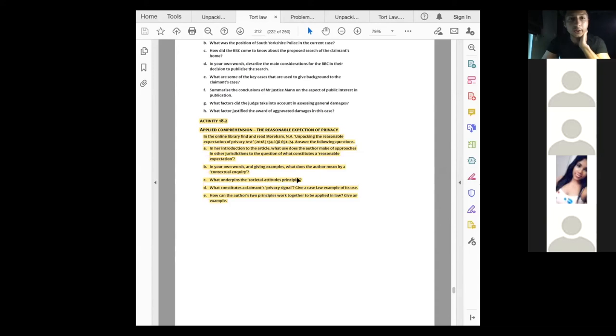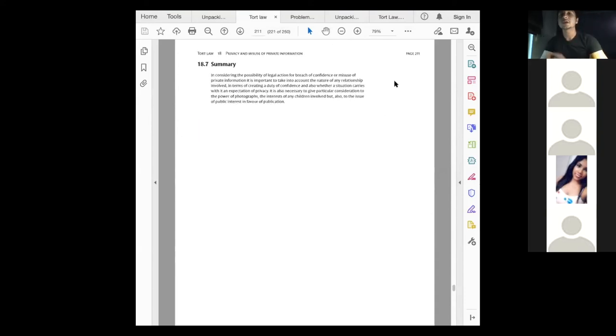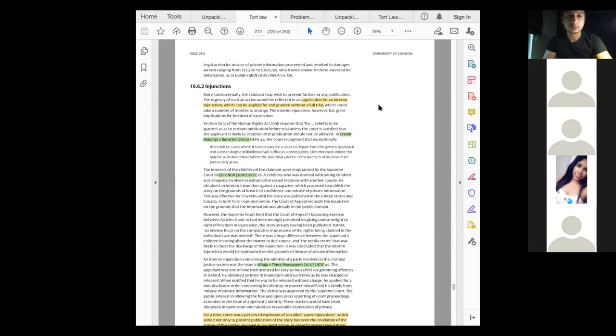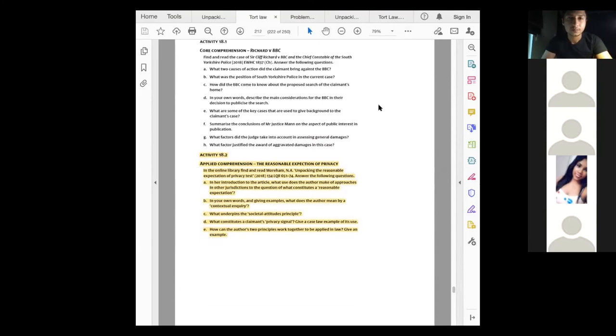So have we done what underpins the societal attitudes principle? No, we haven't. So can anybody answer this one? Can anybody answer this one? Because I have an iftar in a few minutes.